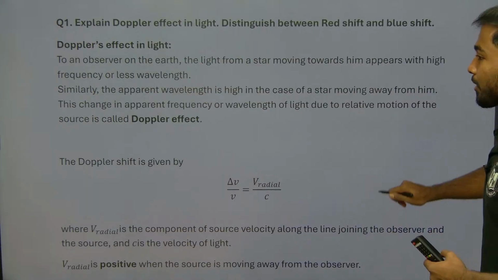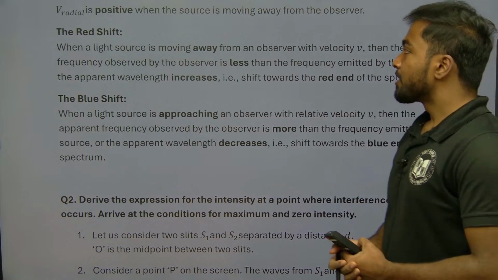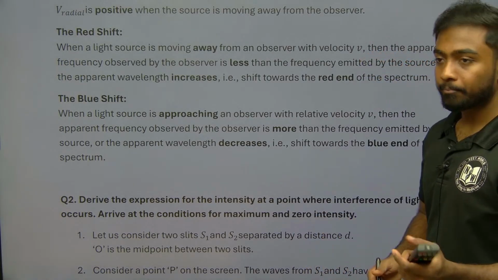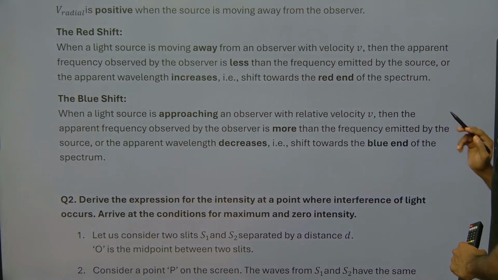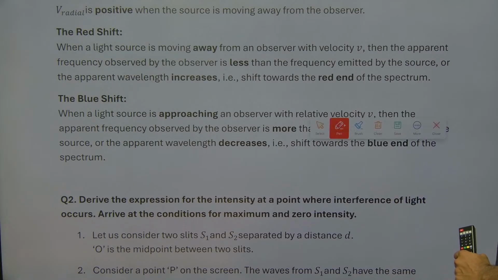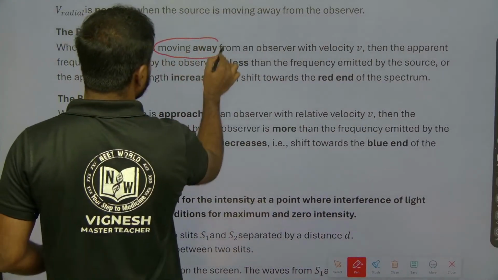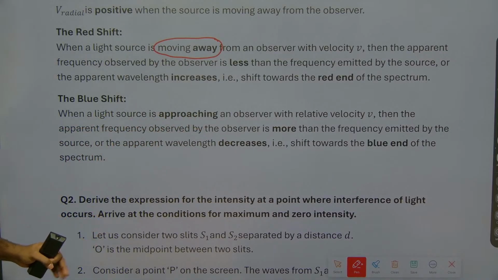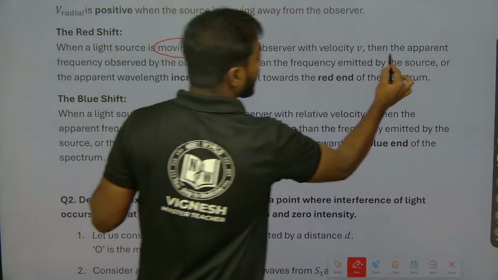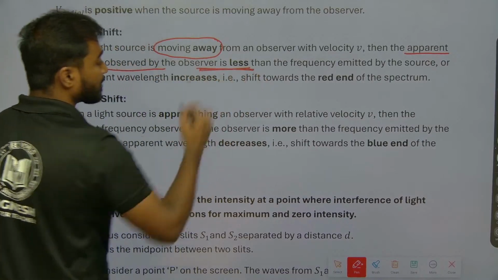Can we go for the second part now? That is red shift and blue shift, which I need to write down. When a light source is moving away from an observer with velocity v, the apparent frequency observed by the observer is less than the frequency emitted by the source.